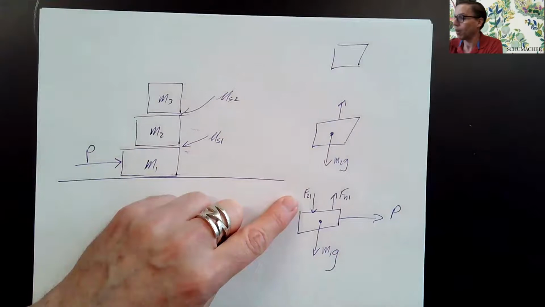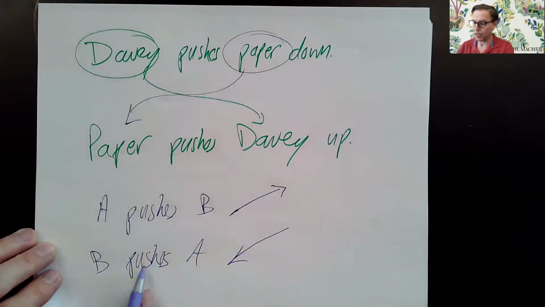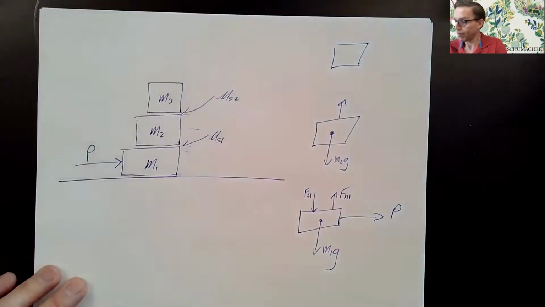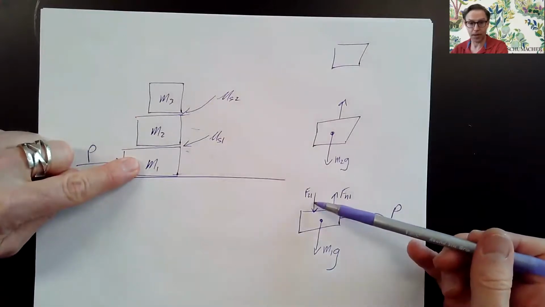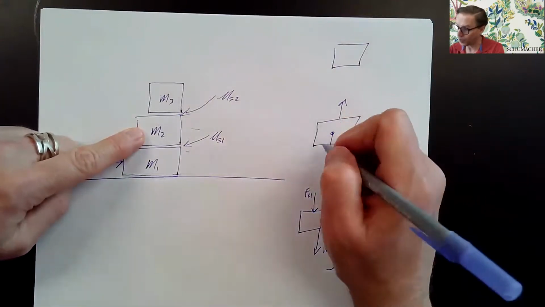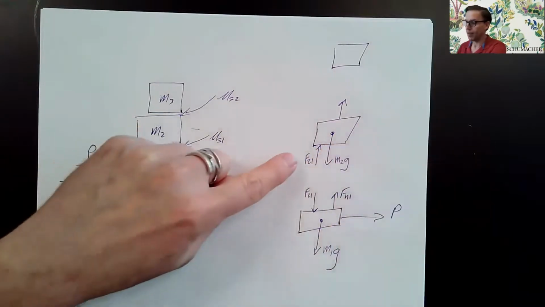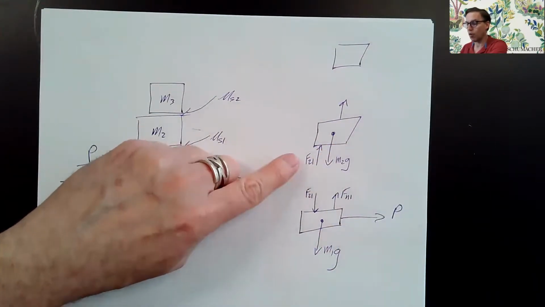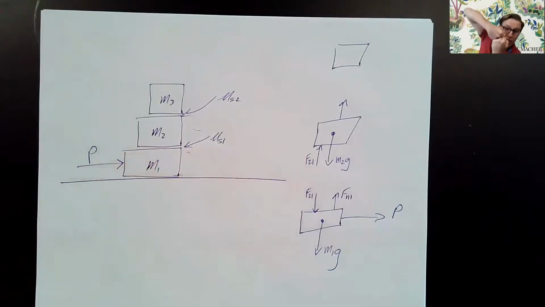Remember our force sentence relationship. A pushes B one way, B pushes A the other way. So if this block pushes this block down, and I call that F21, then this block pushes this block up, that's F21 as well. Those are normal forces. Sometimes I call those the squishingness forces. It's how hard the two blocks are pushing each other together. That squishingness will matter in a minute.